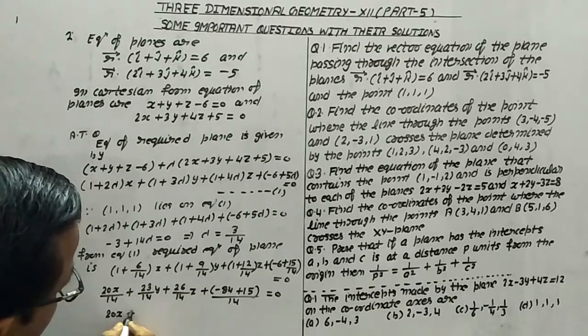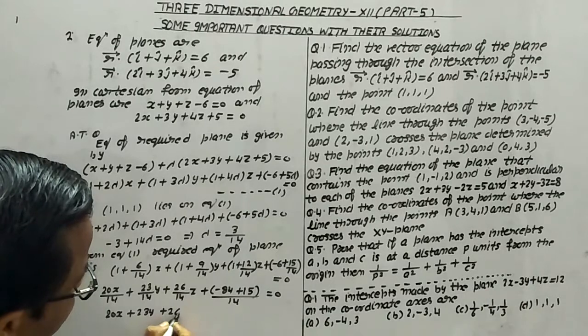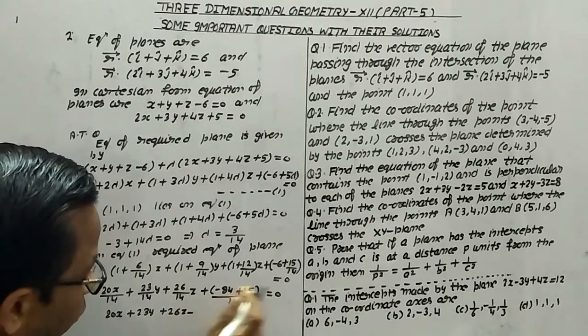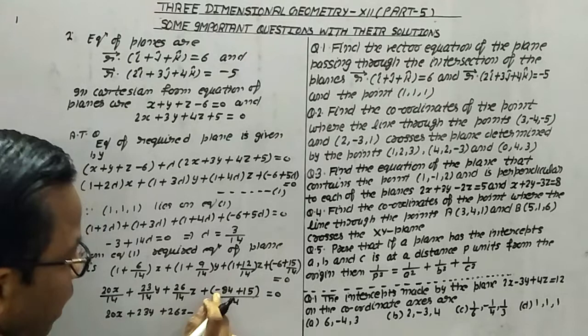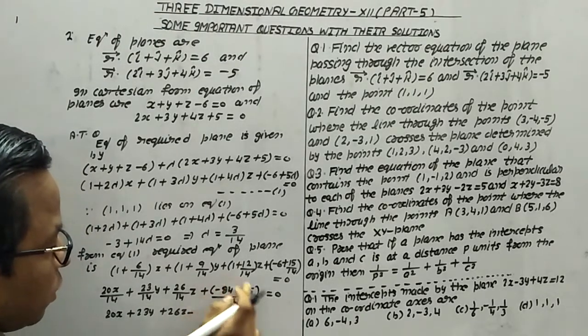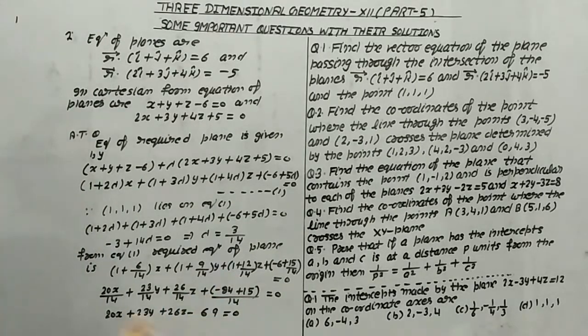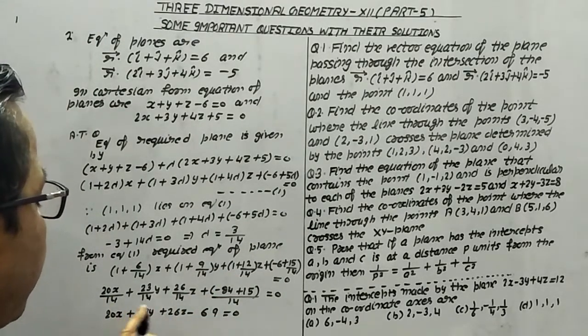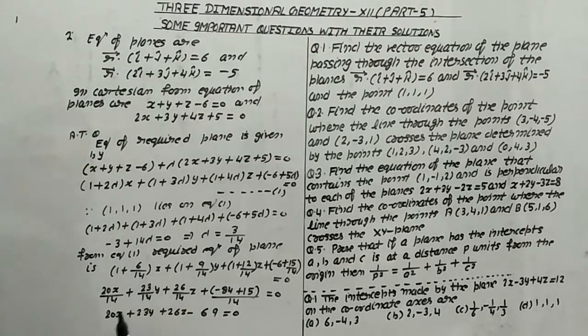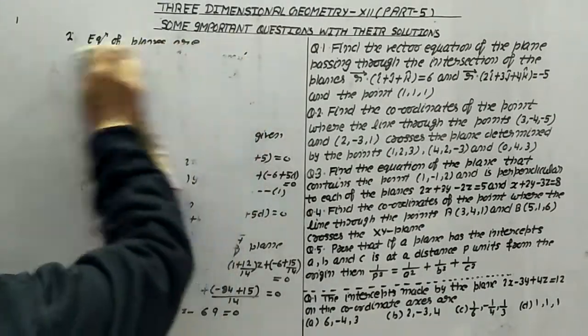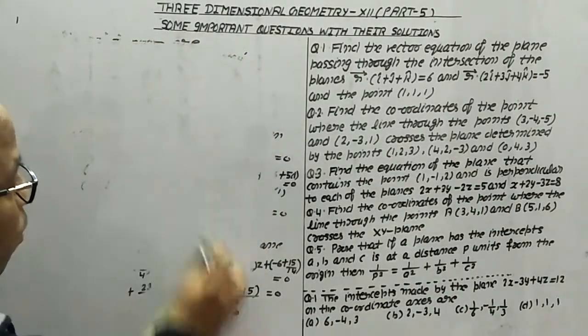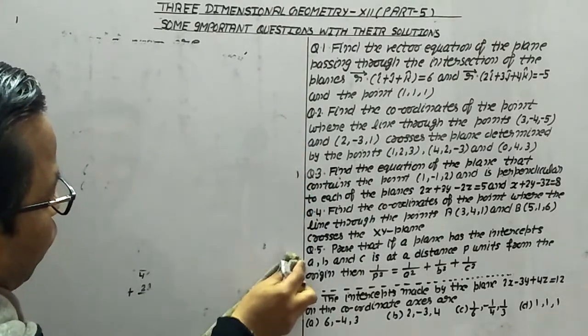It means this becomes 20x + 23y + 26z - 84 + 15 = 0, so minus 69 equals 0. So this is the equation of the required plane: 20x + 23y + 26z - 69 = 0. So this is the way to solve the question whenever we have a question related to intersection of planes. Now question number 2.